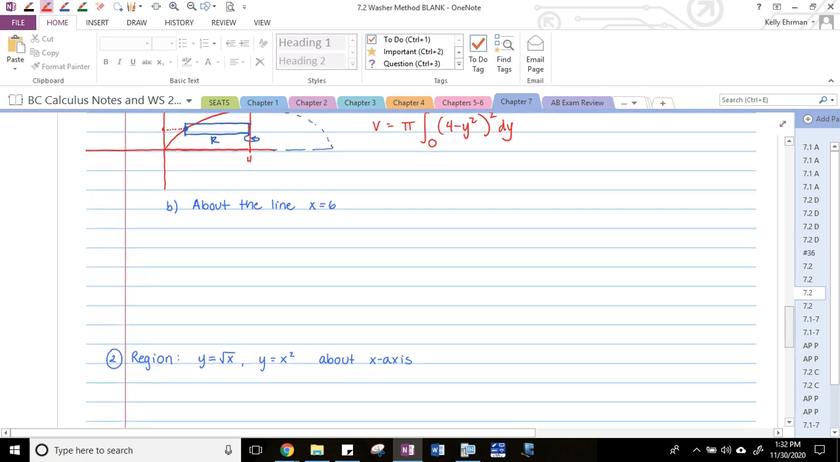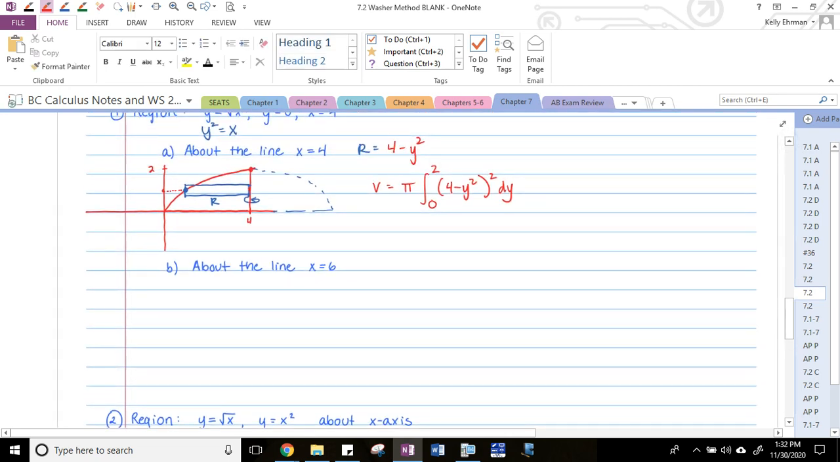All right, so we're not going to solve. We're just going to set these up. Now take the same region and go about the line x equals 6. So for this one, I'm going to scooch my graph over and sketch it again. We had our square root of x graph. At 4, we were at 2.